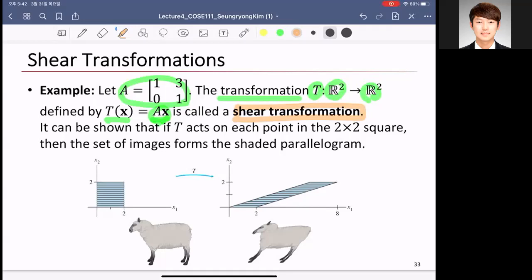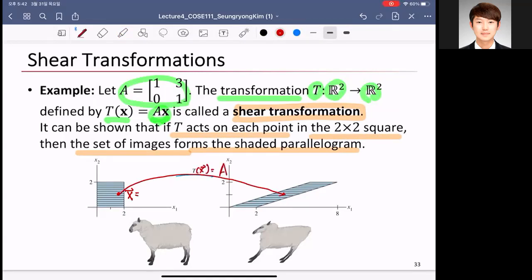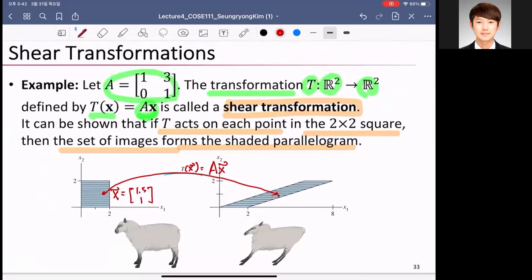[1 3; 0 1]. Then it can be shown that if T acts on each point in the 2x2 square, then the set of the images forms a shaded parallelogram. So what does it mean? Okay, if A is [1 3; 0 1], one of the vectors X in R2 space here can be transformed to another vector by T of X, or A times X. So for example, X was [1.5; 1], then AX becomes some vector in the codomain R2 space, right?